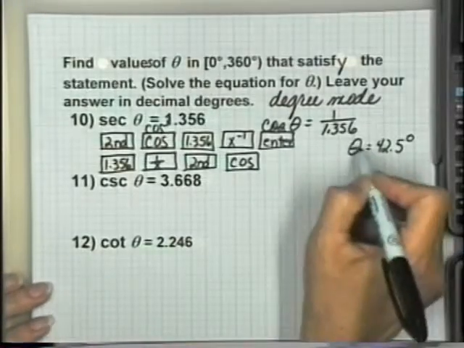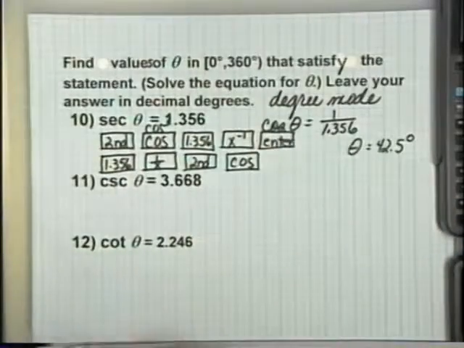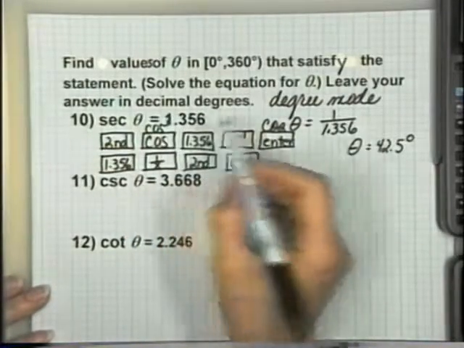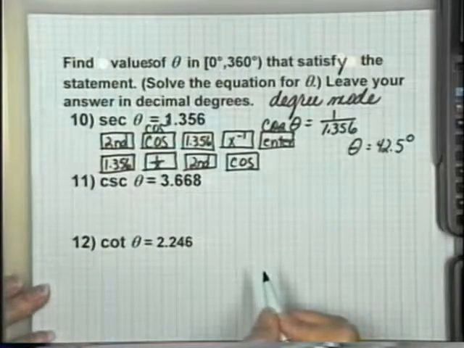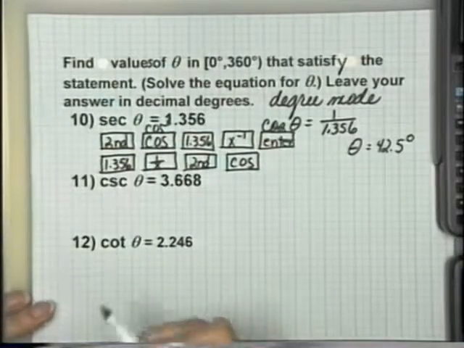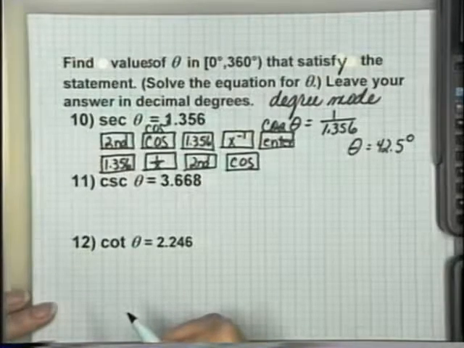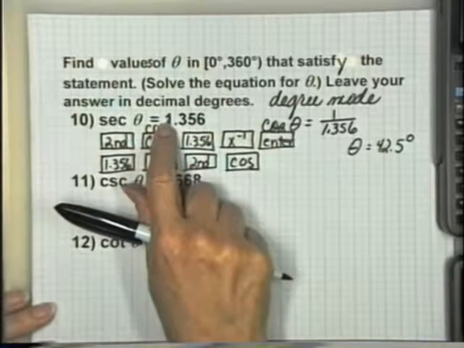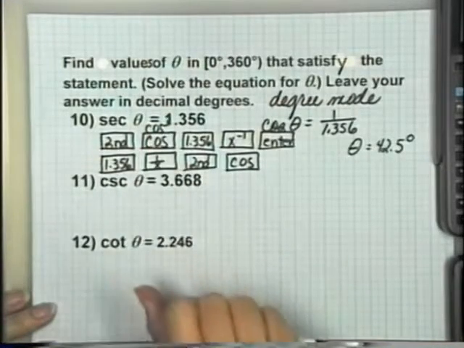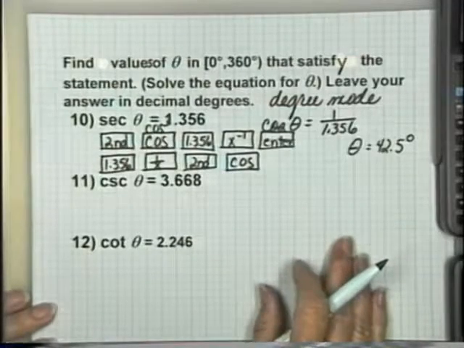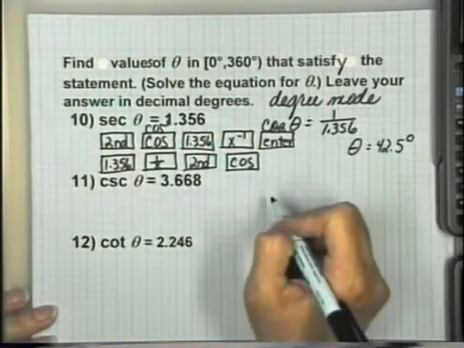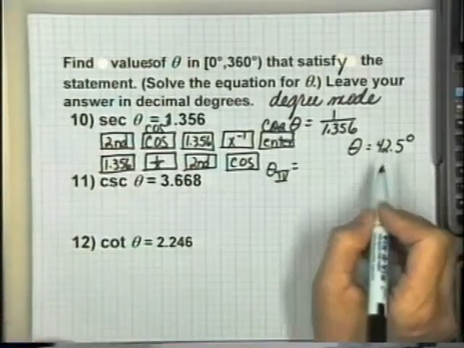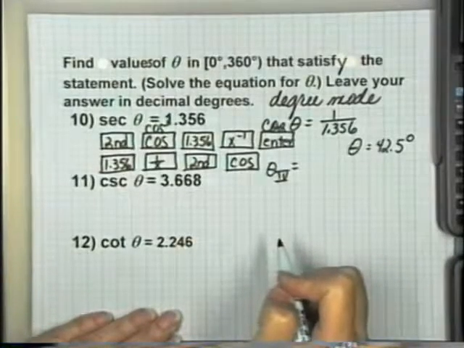Now the next thing we want to do is we want to find the other angle between 0 and 360 degrees that has a secant that's equal to 1.356 or a cosine that's equal to 1 over 1.356. And we have to first figure out what quadrant the terminal side of the angle is in. And since this is a positive number, the cosine is positive for first quadrant and fourth quadrant angles. So we know our other theta is a fourth quadrant angle. And of course the 42.5 is the reference angle for that.